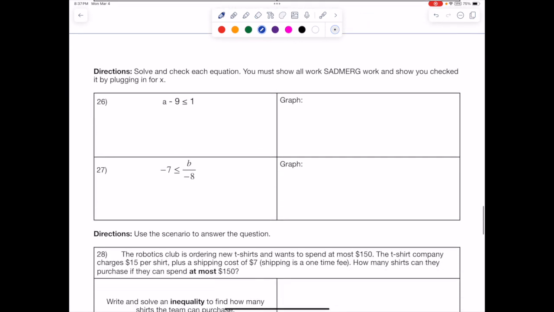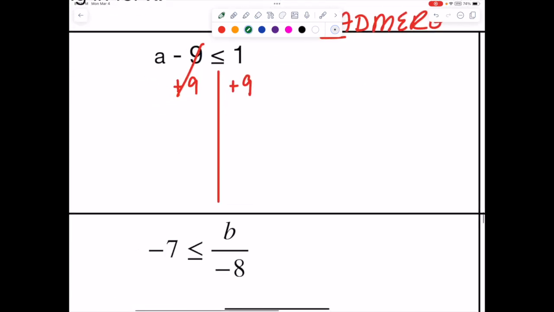All right, let's go ahead and check these out. You have to show all your SADMERG work, and you should check it by plugging in for the variable, whether it's X, A, B, whatever. Let's separate your workspace. Since we're solving for a variable, we're using SADMERG. Here we go. We can do addition and subtraction first, so add 9 to both sides. When we do that, what do we end up with? We end up with A is less than or equal to 10, and we're already done.